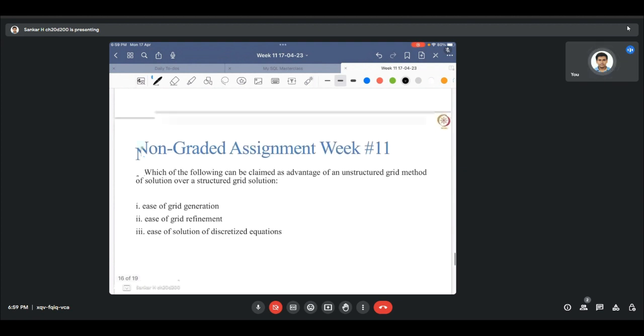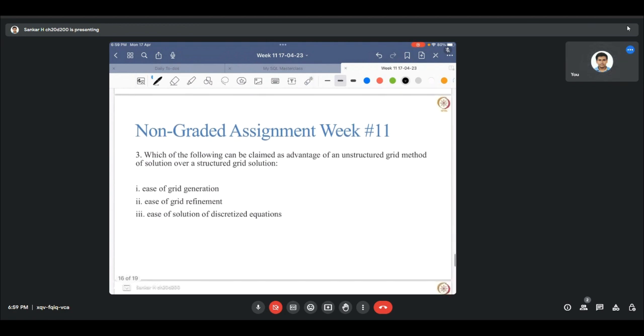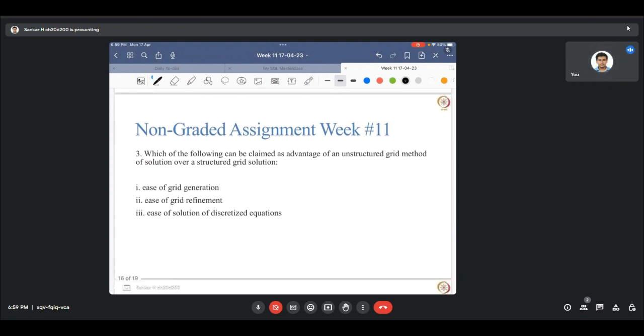Okay, question number 3. Which of the following can be claimed as an advantage of using unstructured grid method of solution over a structured grid method? First one is ease of grid generation. Second one, ease of grid refinement. Third one, ease of solution of discretized equation.